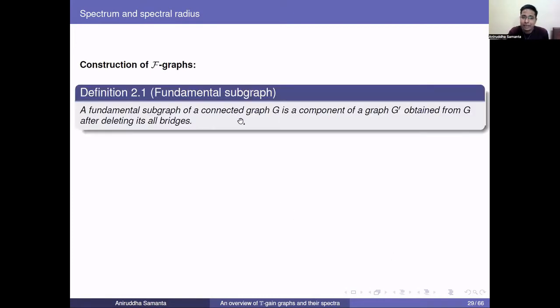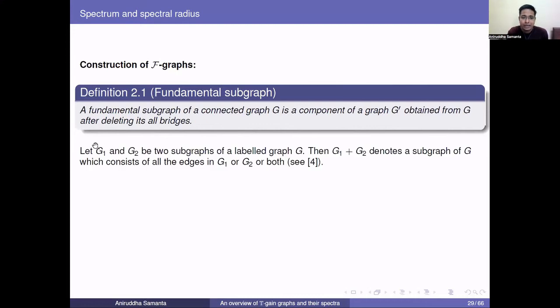First we define a fundamental subgraph. A fundamental subgraph of a connected graph, let's say G, is a component of a graph G prime. So what is G prime? G prime is obtained from G by deleting all its bridges. Let G1 and G2 be two subgraphs of a labeled graph G. Then G1 plus G2 is nothing but the union of G1 and G2.